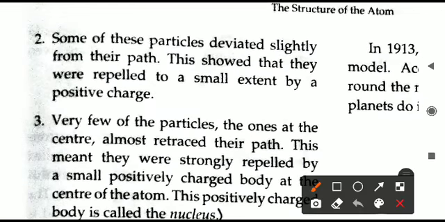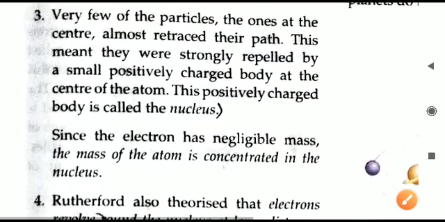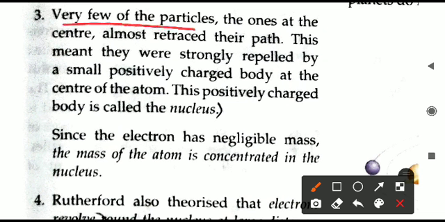The second observation is that some particles get deviated, meaning they were moving straight but changed their direction. This shows that the particles are getting repelled by a small positive charge. The alpha particles are also positively charged, and there is something positively charged inside the atom, and only because of that the deviation comes in the path of the alpha particles, because of the repulsion by the positive charge.